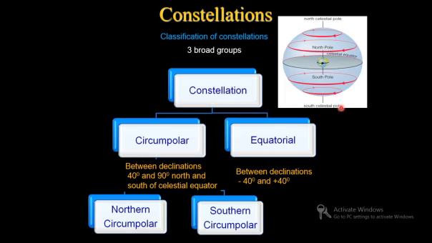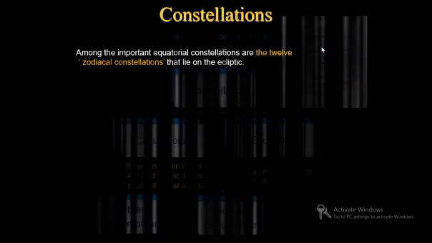So what will be equatorial? In between these two points will be called equatorial constellations, that is between minus 40 and plus 40. Those will be occupied by equatorial constellations.